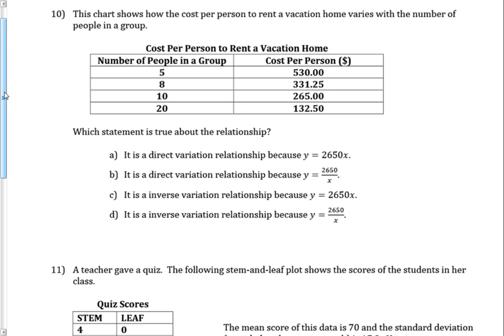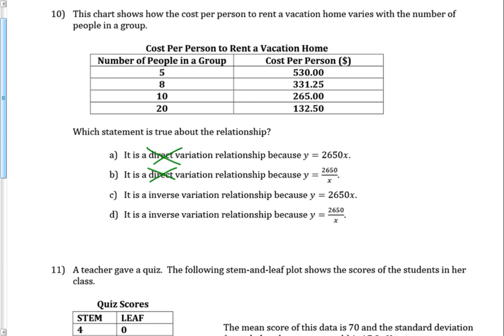Number 10, what statement is true about the relationship? Notice we're looking for either a direct or an inverse variation. Notice that as the number of people in a group goes up, increasing from 5 to 8 to 10 to 20, the cost per person goes down. So if as one goes up, the other goes down, that means this is an inverse relationship. So it has to be either C or D. Then we've got to figure out the equation.